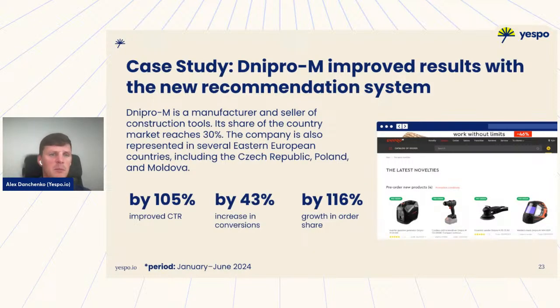Another great example comes from Dnipro-M, a manufacturer and seller of construction products. It's a very strong leader in the local market, but also expanding rapidly in Eastern European countries like the Czech Republic, Poland, and Moldova. And after implementing updated product recommendations, they improved CTR by a tremendous 105%. They saw growth in conversion in sales by 43%, and it more than doubled the share of sales from the website coming from recommendations.